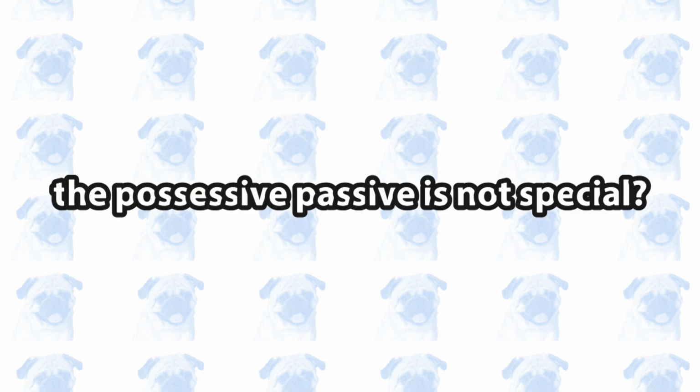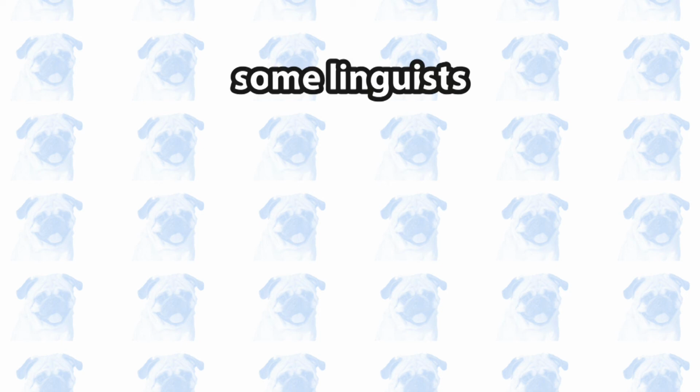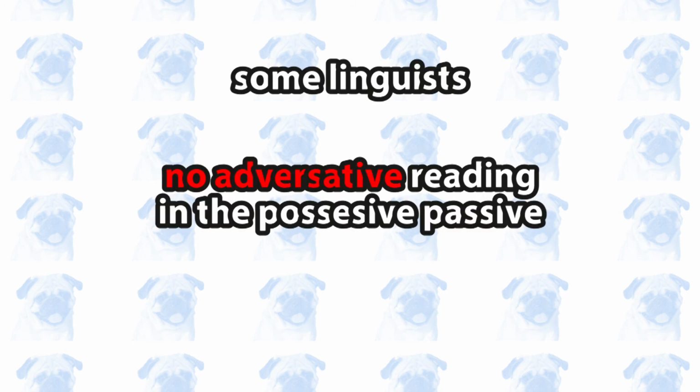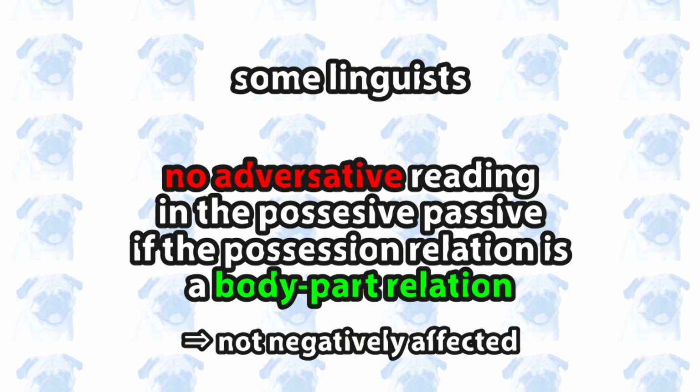So, based on these three examples, it seems that the possessive passive is not special at all, because it is interpreted in the same way as a non-possessive indirect passive sentence, like the third example. However, the reason why the possessive passive is considered a special case of the indirect passive family is because some linguists have been arguing that the possessive passive should not be interpreted adversatively. If the possession relation between the subject and the marked object is a body part relation, meaning the subject of a possessive passive sentence is not negatively affected.